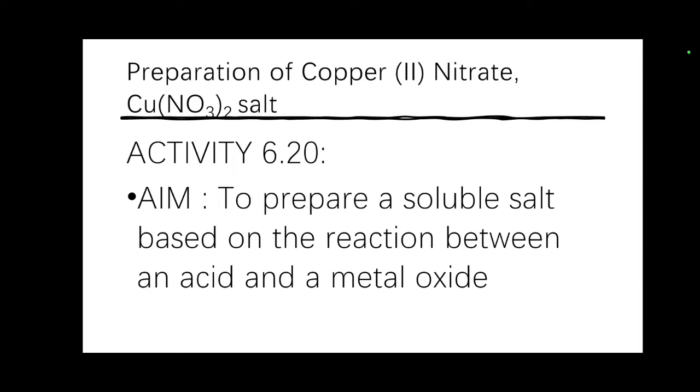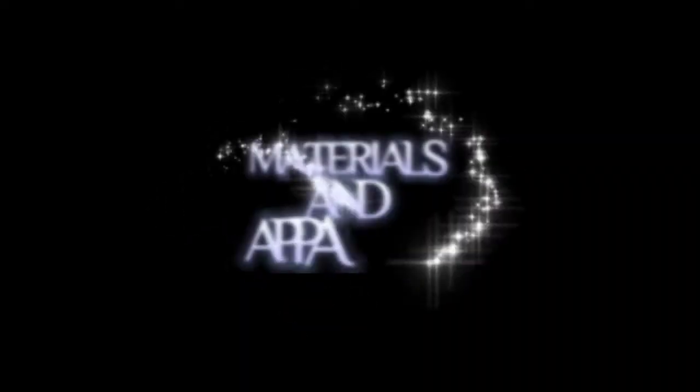Activity 6.20. Aim of the experiment: to prepare a soluble salt based on the reaction between an acid and a metal oxide. Now, let me introduce the materials and apparatus that are needed in this experiment. So, we start with the materials.